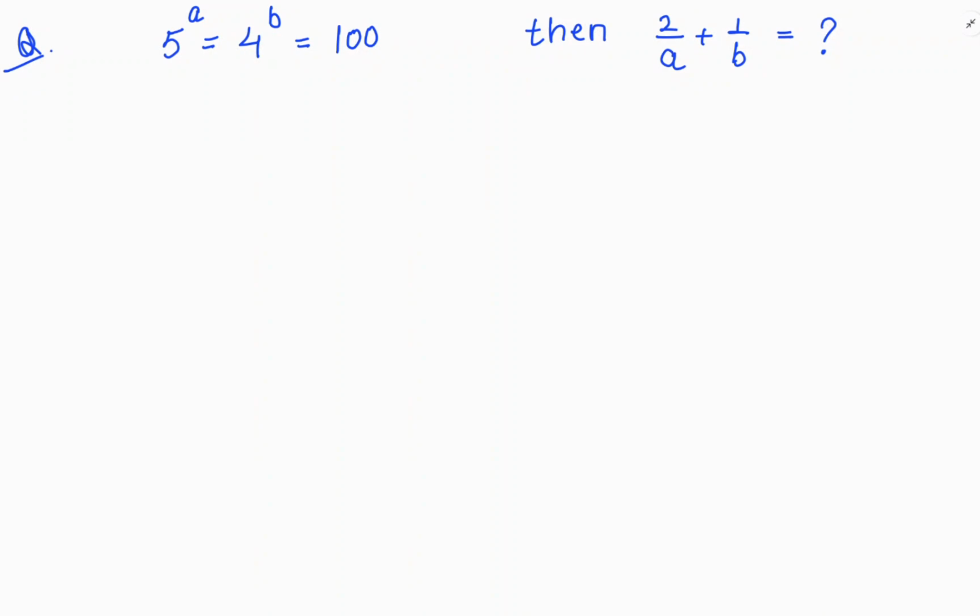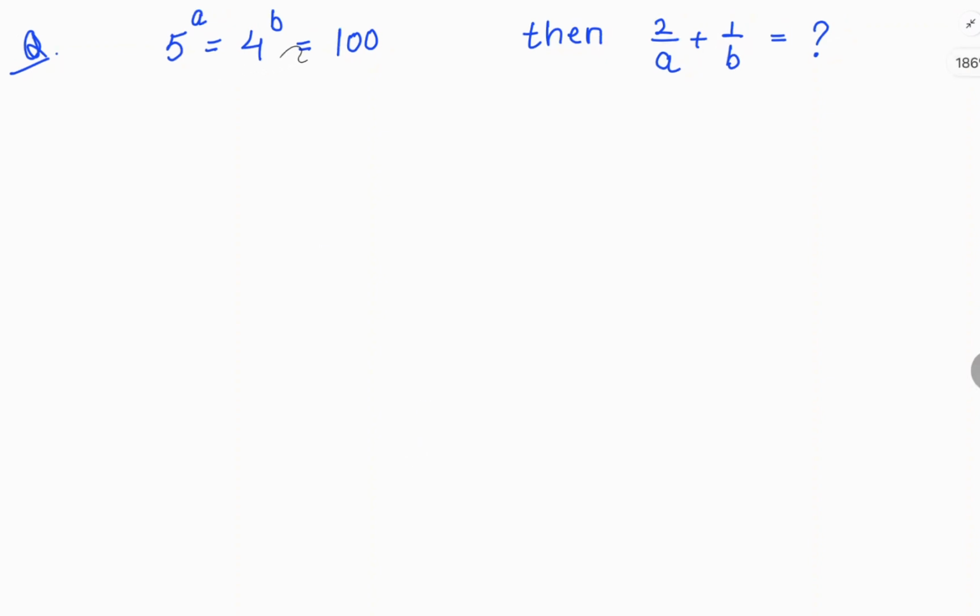So today we have another very important and easy Maths Olympiad question that we should know if we are preparing for Maths Olympiad, right? So here we are given 5 raised to power a is equal to 4 raised to power b is equal to 100, right? And we need to figure out what is 2 by a plus 1 by b.